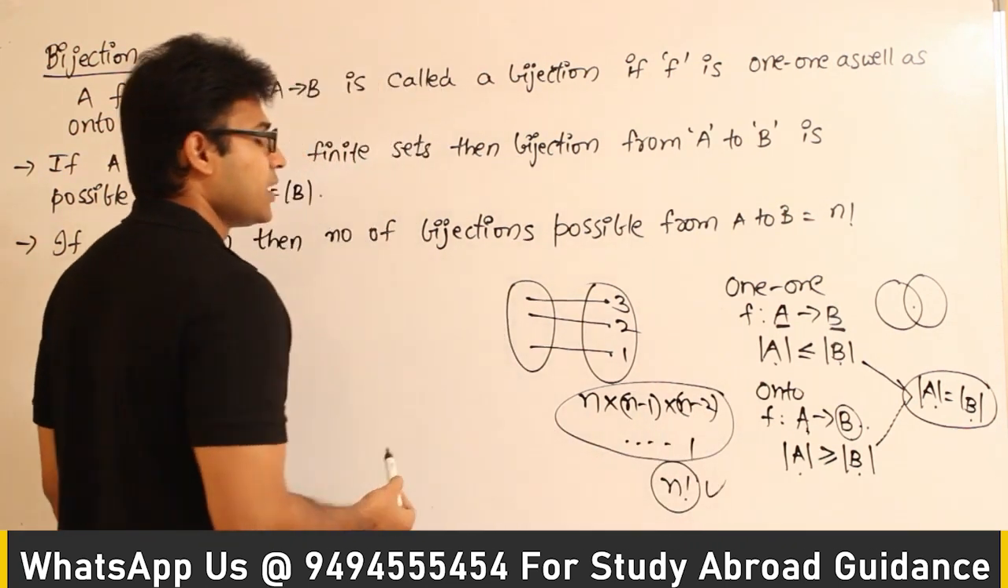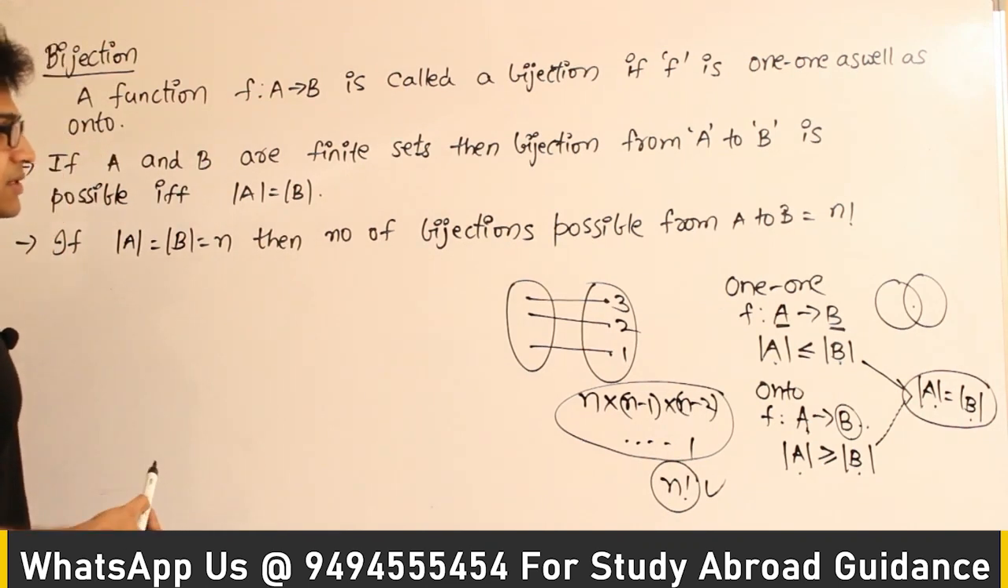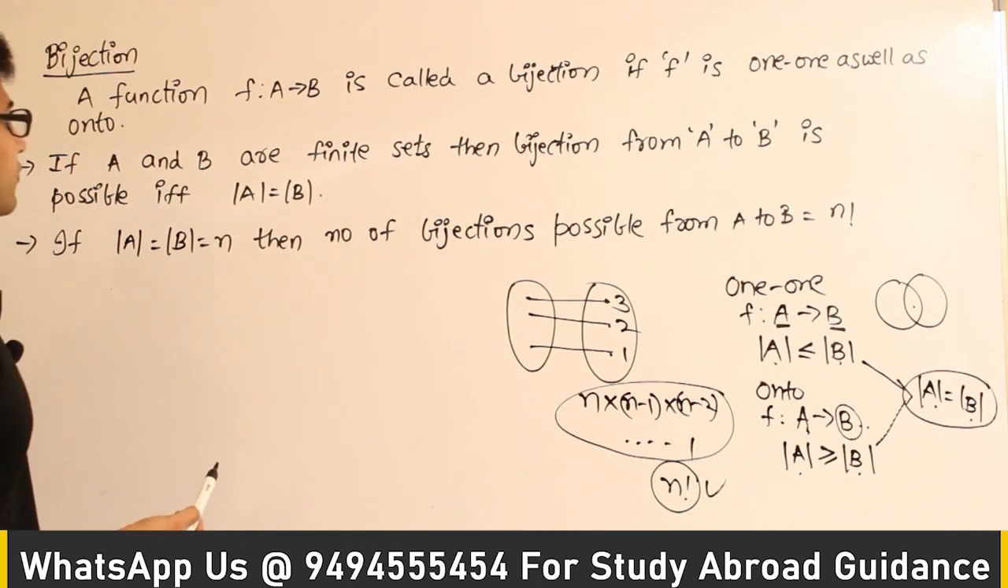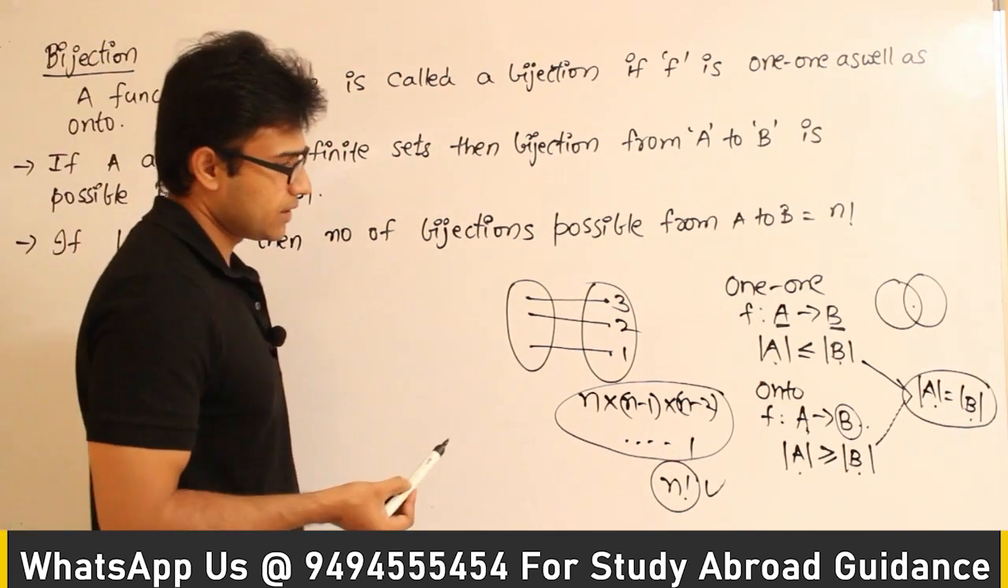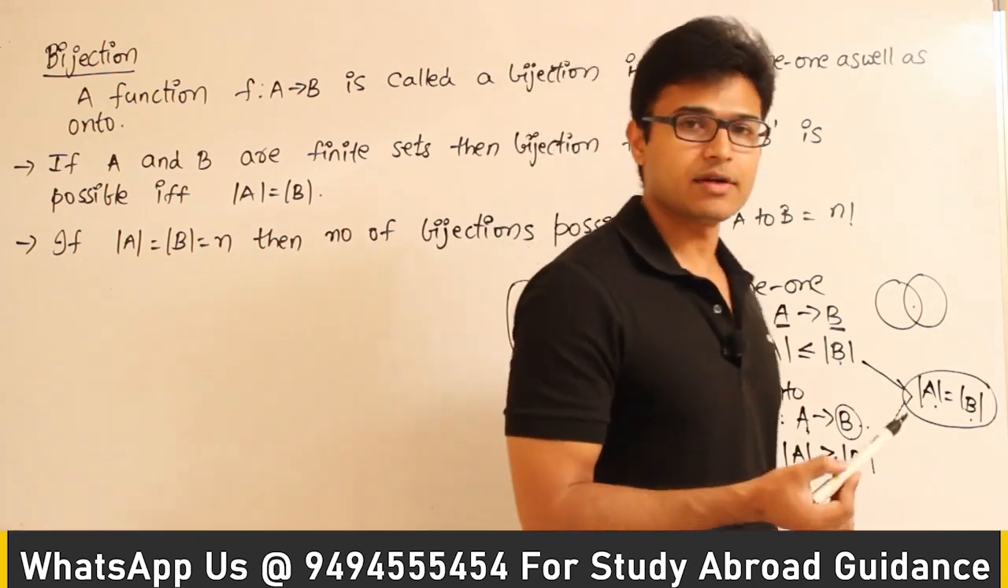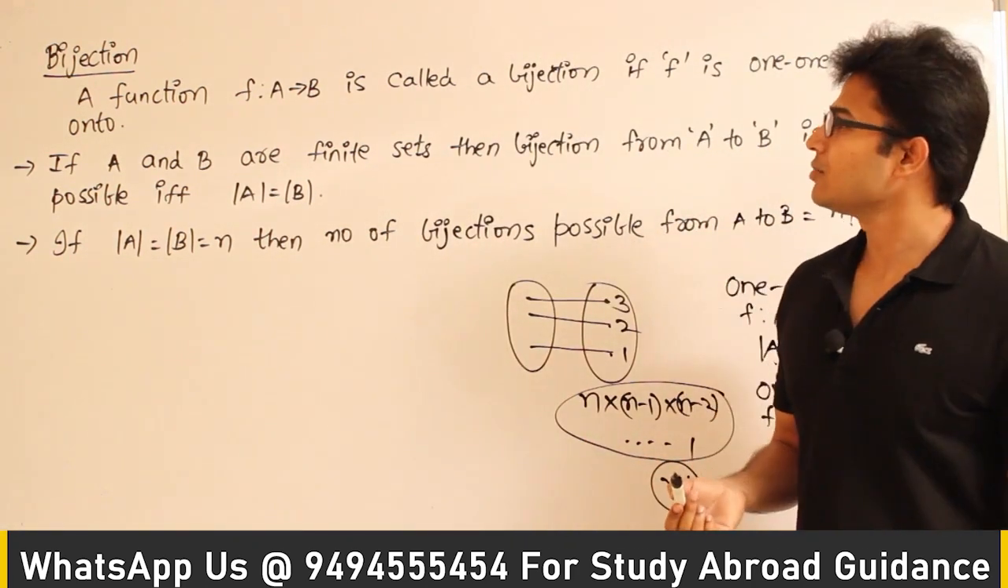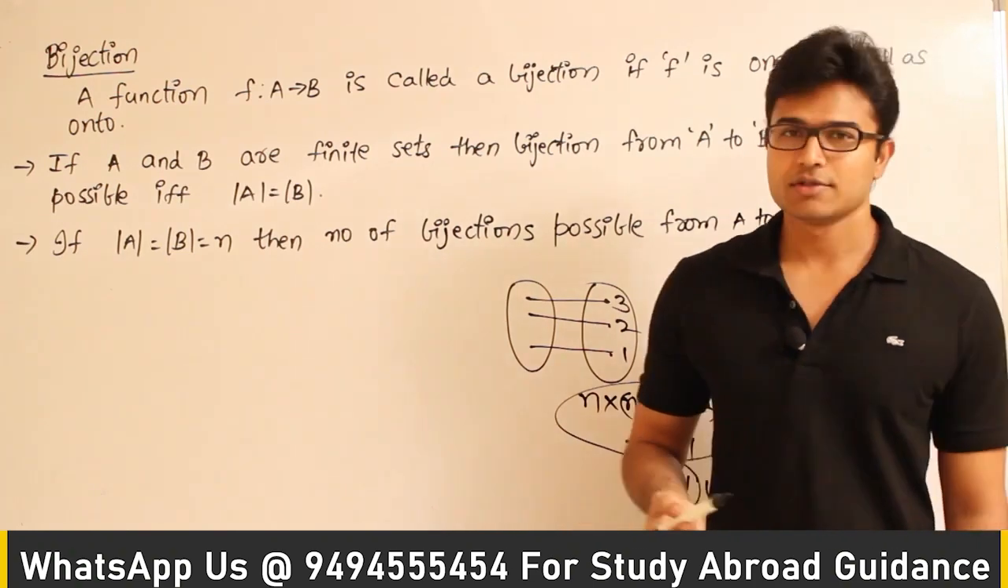So if the number of elements in A is equal to the number of elements in B is equal to n, then the number of bijections possible from A to B is n factorial. Okay, fine. We can take some examples and see whether the functions can be bijections or not. There are not many problems on this, but we shall try to see some examples.